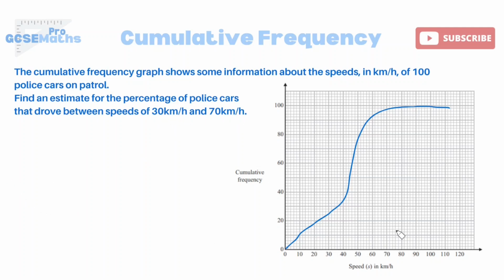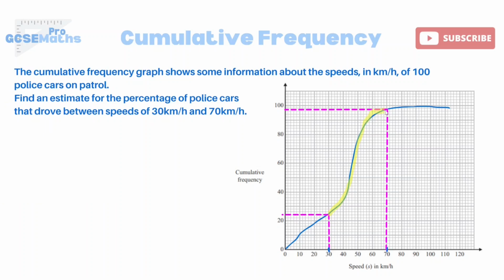So I'm just going to do the same thing, but draw 2 lines. So obviously 30 and then 70. So draw the line from 30 to hit your curve, and then across, and then from 70, and then across. Okay. So I'm going to find out how many cars, obviously out of 100, how many cars drove between those speeds.